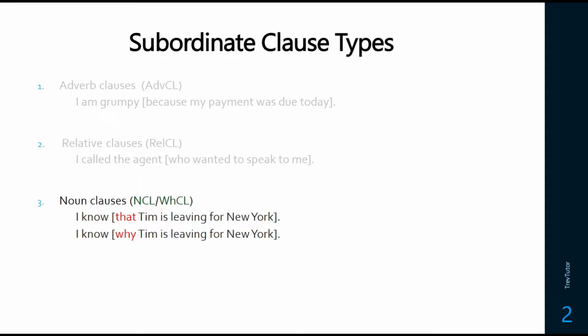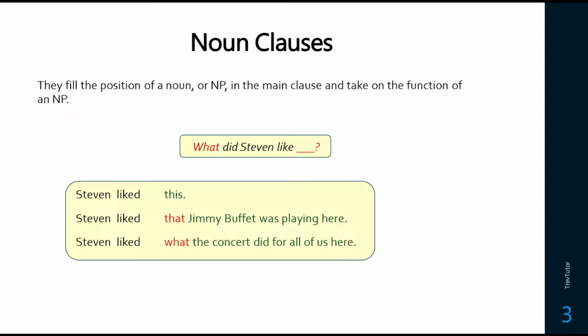And that comes from a thing called a noun clause, an NCL. An example being, I know that Tim is leaving for New York. So it's just introducing a new sentence. What noun clauses do, what our NCLs do, is they fill positions of NP, so noun phrases. And they answer the same questions that WH questions do for noun phrases.